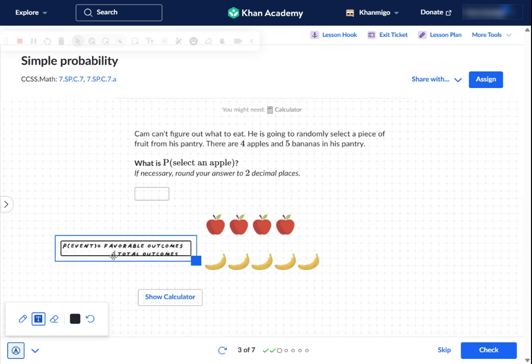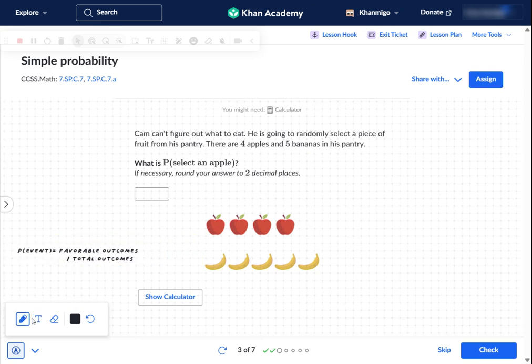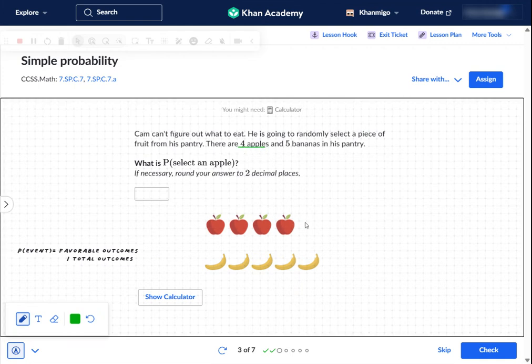Here we go. Probability. Okay, so Cam can't figure out what to eat for real. He is going to randomly select a piece of fruit from his pantry. This is what he's got in his fruit basket at home. There are 4 apples and 5 bananas. What is the probability that he's going to select an apple? So again, there are 4 apples. There are 5 bananas. So the grand total of pieces of fruit is going to be 9.